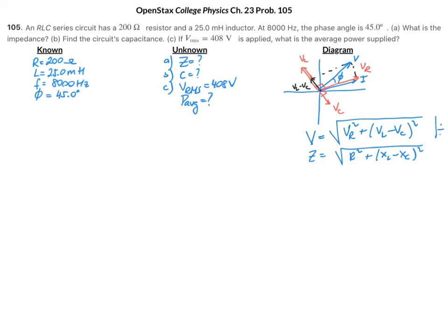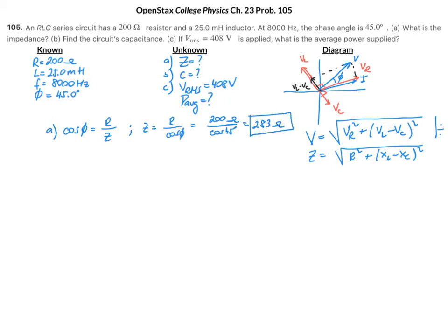So what that means is that when I do the trig here, instead of V sub R, I can use R. Instead of V, I can use Z. So I can say that cosine phi, that's for part A, is R divided by Z. And I know R and I know phi, so I can solve for the impedance, and that will be R divided by cosine phi. So that's 200 ohms divided by cosine 45 degrees. And that gives us 283 ohms.